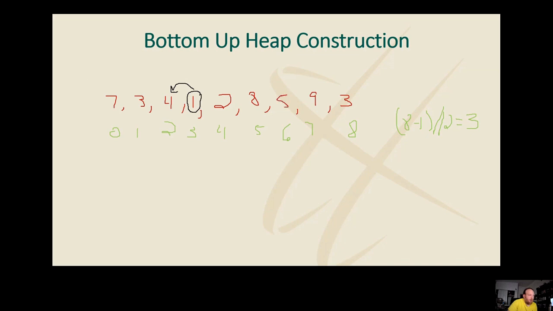Cool. Now let's move up another 1. Now we're at 3. Who are the children? Hey, it's 1 and 2. Well, do we need to swap? Yeah, we do. 1's got to come up here. 1 and 3. Cool.